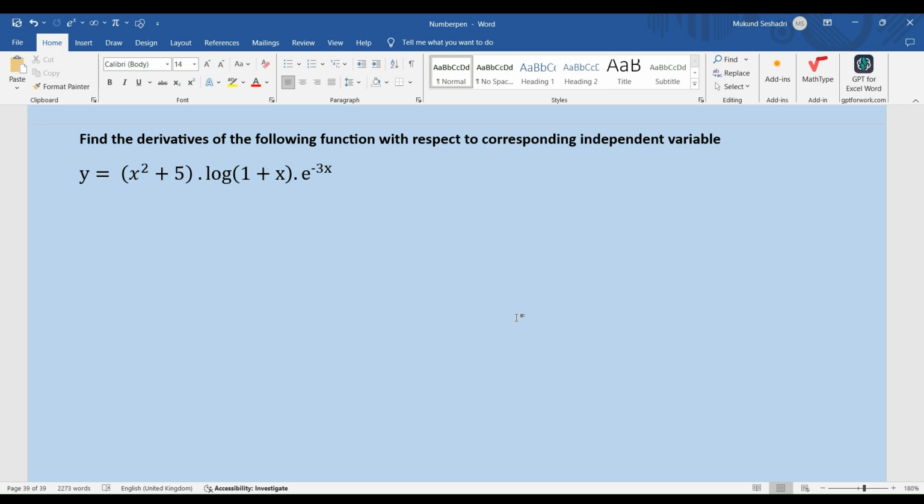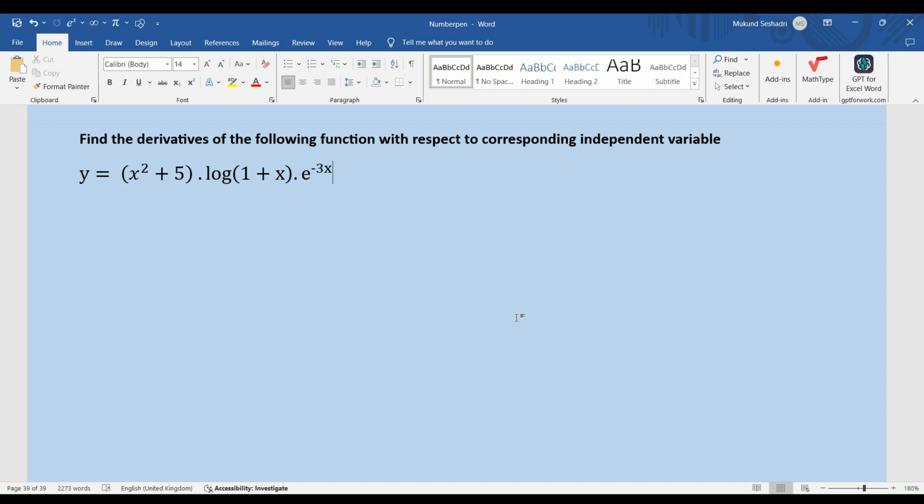So there we have the problem on our screen. Find the derivative of the following function with respect to the corresponding independent variable. The function that's being given to us is y equals (x squared plus 5) into log of 1 plus x into e to the power minus 3x, right?